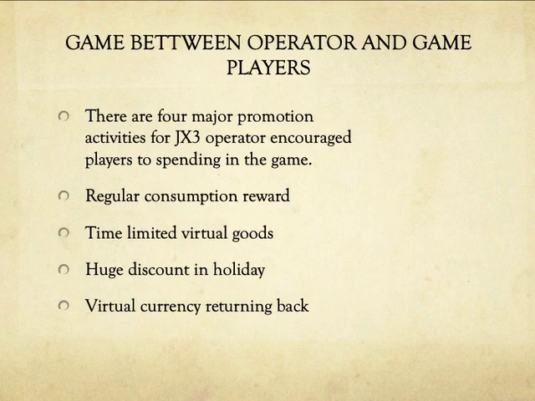So let's see the game in JX Third. First is the game between the operator and the game players. Since the game operator wants the clients to spend as much money as they can in the game, they are going to figure out some ways to encourage the players to spend money. Based on my research, there are four major promotion activities in JX Third that the operator uses to encourage players to spend in the game. The first activity is regular consumption reward to players who spend a specific amount of money in the game.